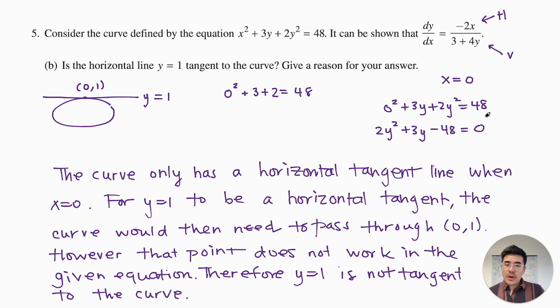So for you to get credit in this question, I do think you need to showcase that you know that horizontal tangent lines only occur when x is equal to 0. I think you also need to plug the point y equals 1 into the equation and see if that works. And you would show that the point (0, 1) doesn't work in this equation. And then, of course, you need to justify using complete sentences with proper grammar.